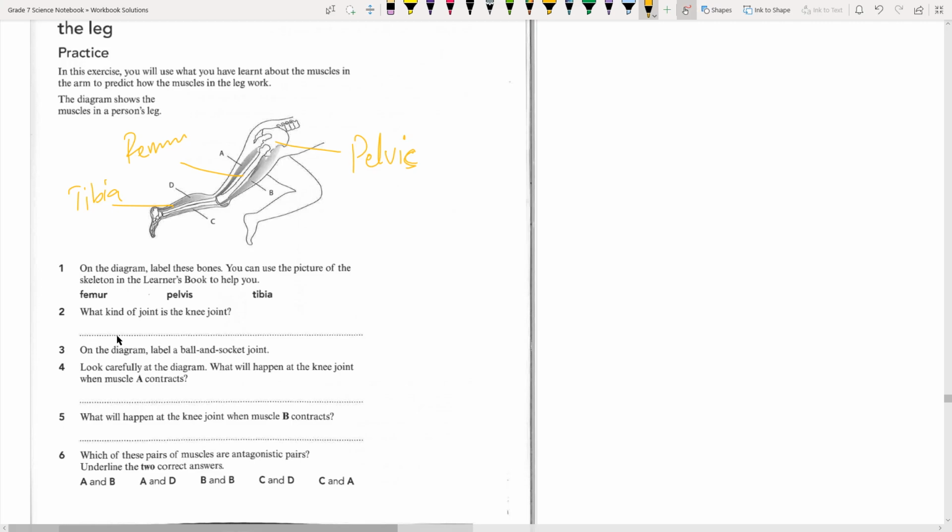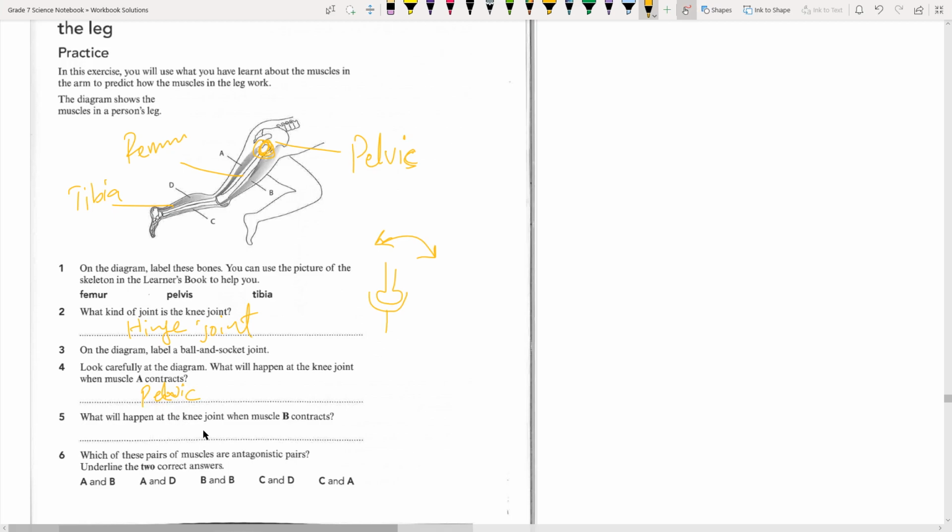What kind of joint is a knee joint? We will call it a hinge joint, right? If you remember the hinge joint, right? Which can give you just one axis rotation, right? Not all axis rotation. On the diagram, label a ball and socket joint. Ball and socket joint would be this one, which is the pelvic joint, right?